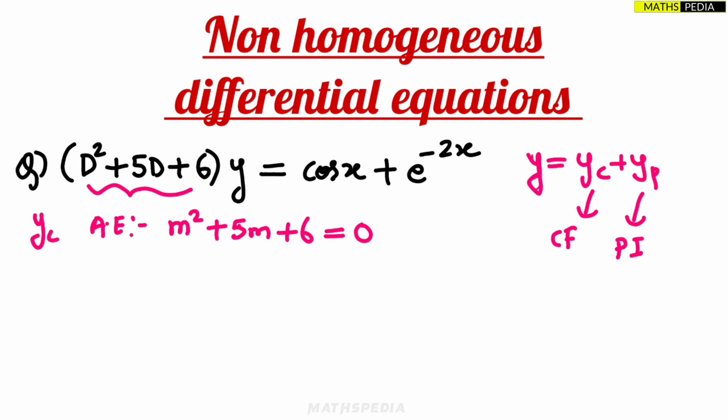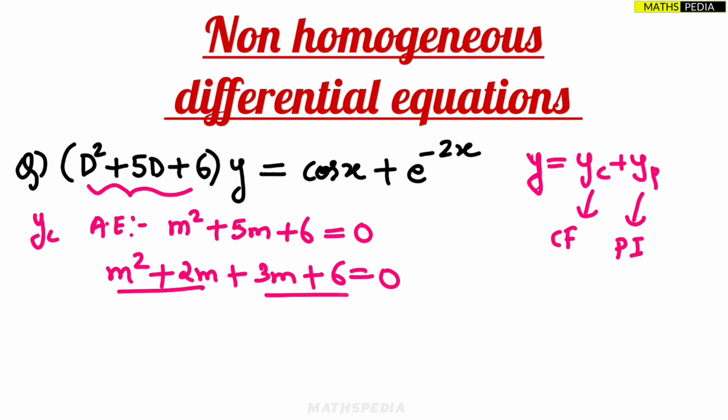While multiplying, see the coefficient here, it's what? 1 and here it is 6. So multiplication of these two, it is nothing but what? 6. So while multiplying I should get 6 and while adding I should get what? 5, right? Adding 5, multiplication 6. Factors are nothing but 2 and 3. So I can take 2 and 3. So it will become m square plus 2m plus 3m plus 6 equal to 0.